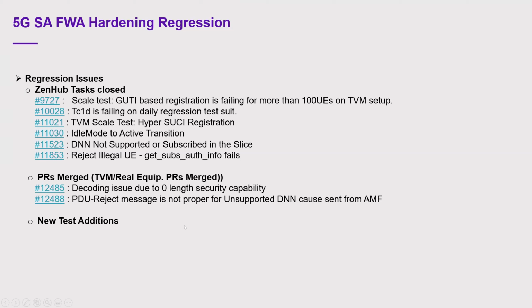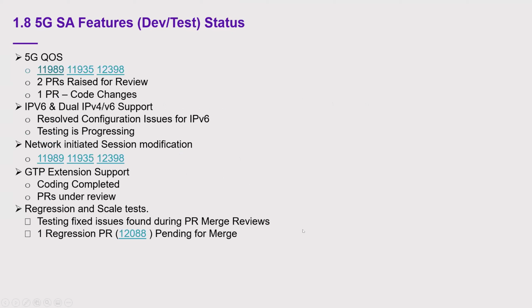New testing we will update in the coming week. This is the state of the features we have. 5G QoS, we have 3 PRs still in progress, 2 are in review, and 1 still has some code changes going on. IPv6, there were issues found related to configuration that were blocking, so these got resolved now, and we are progressing with testing. Network initiated session modification is also similar, exactly the same issue we had in 5G QoS. So once we clean up, both these features will be ready for the release.